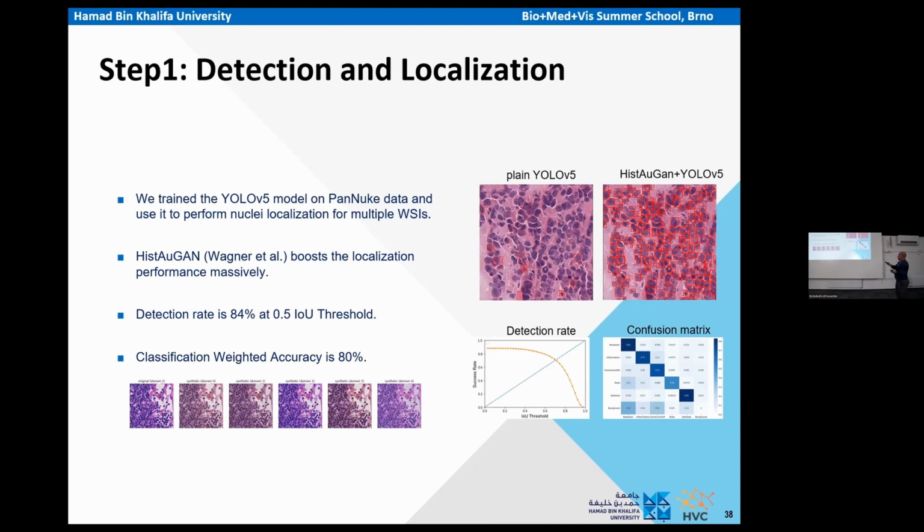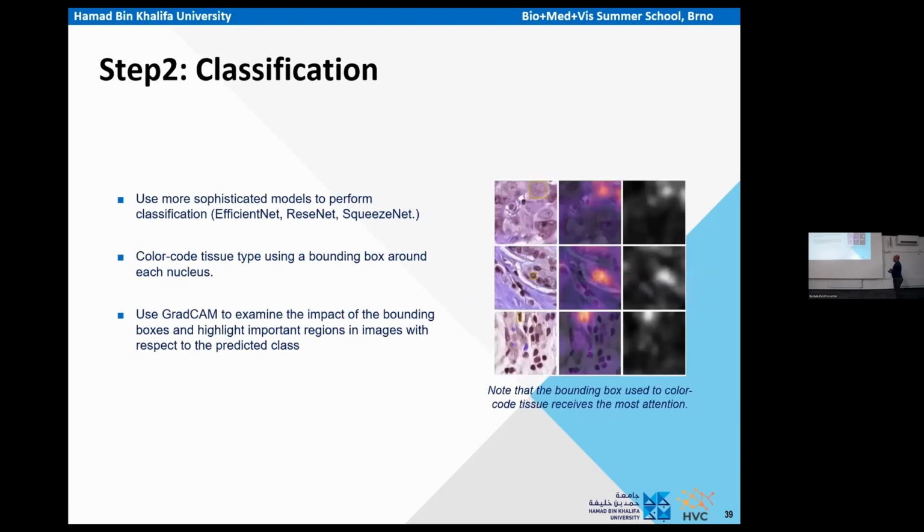But since we were not happy about the weighted accuracy on the PANUC model, we decided to incorporate an additional classification model that we created by using transfer learning with EfficientNet, and we also tried ResNet and SqueezeNet, with other tricks like radial blurring, or using the bounding boxes obtained through the YOLO model. We were able to reach more or less 85%.